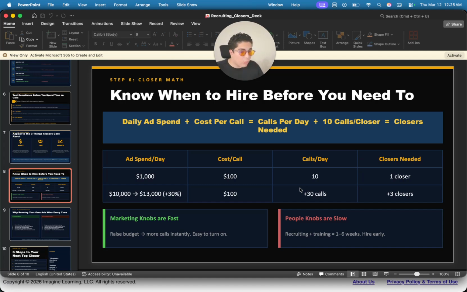But what is not easy is actually hiring the people, because usually it takes 1 to 2 weeks at the fastest to actually hire these sales reps. And the slowest you can have is like 6 weeks. So just know people are slow. Marketing is fast.